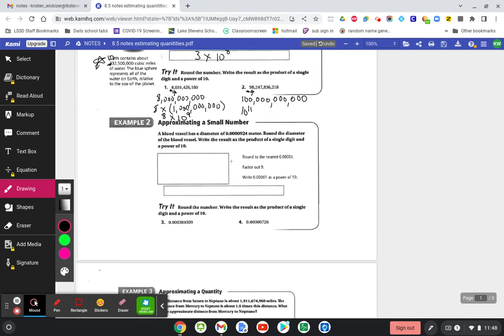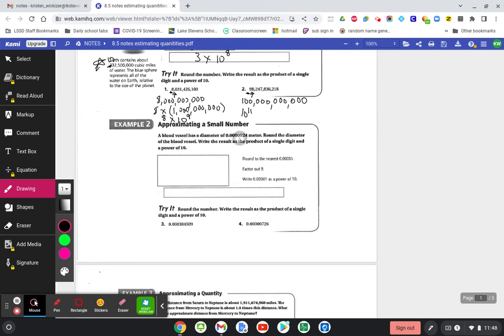All right, so now let's approximate a really small number. So we started with our big numbers. Now we're looking at our small numbers. So it says a blood vessel has a diameter that's this teeny tiny. We want to round the diameter of the blood vessel and then write the result as a product of a single digit and a power of 10. So first thing we're going to do, again, is we are going to round.